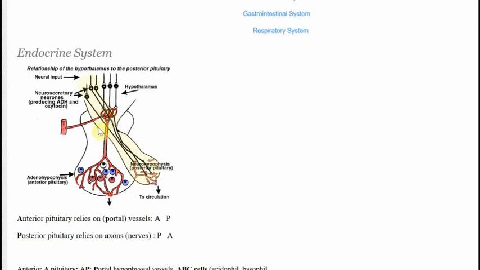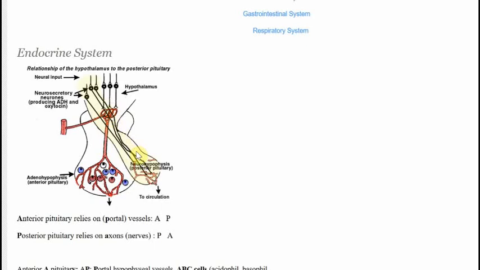So you've got your anterior hypophysis and your posterior hypophysis. So that's posterior relying on nerves, remember, PA. So these nerves come from where? The hypothalamus. The hypothalamus sits on top. Now there is a direct connection between the hypothalamus and the posterior pituitary gland, as you can see here.